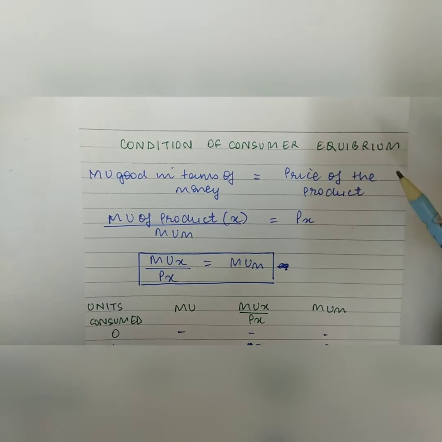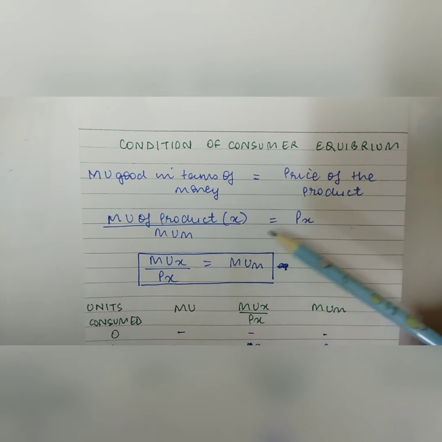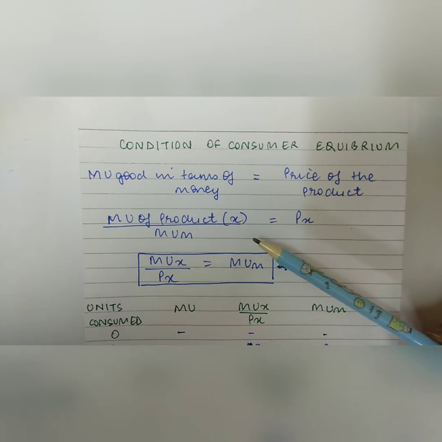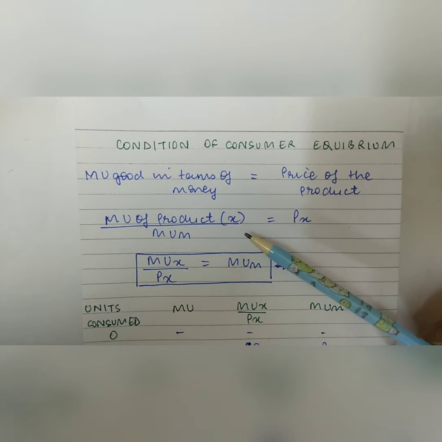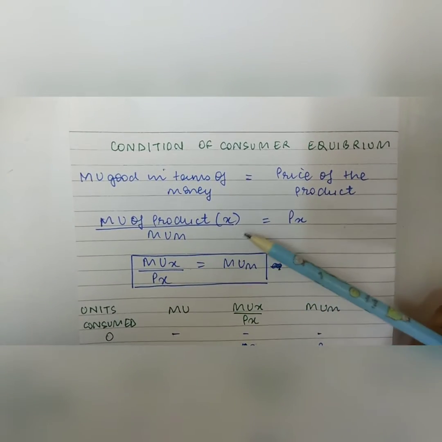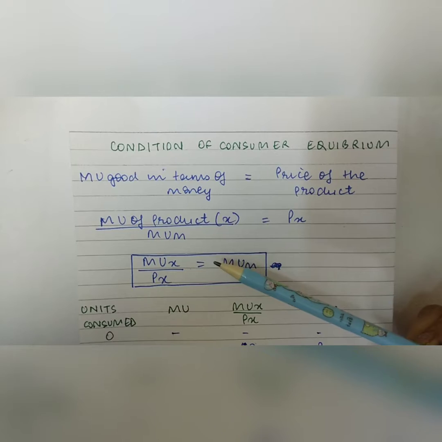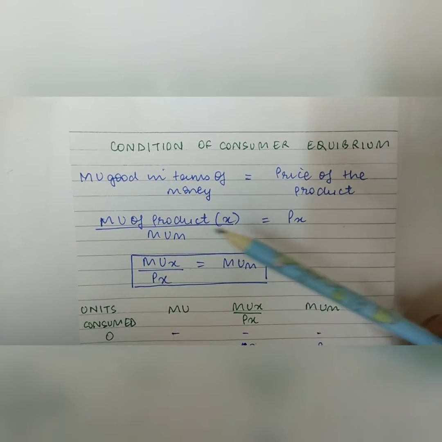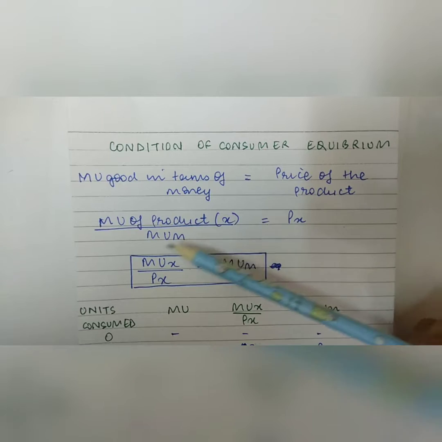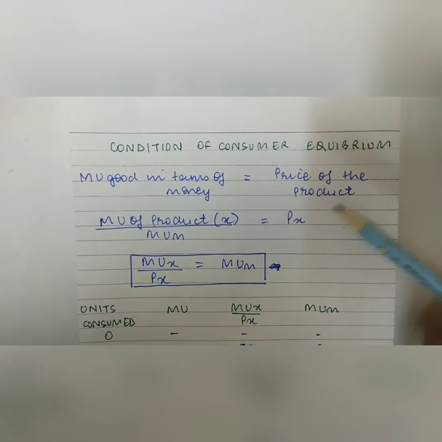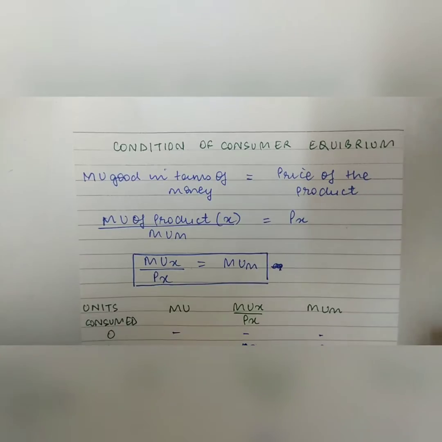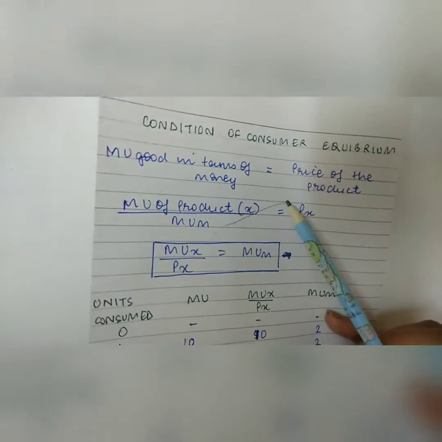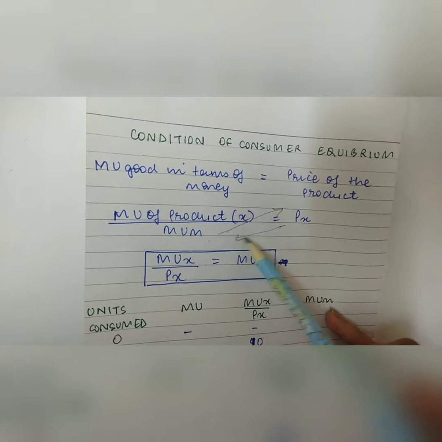So the condition of consumer equilibrium that we looked at in the last lecture was that marginal utility of good in terms of money is equal to the price of the product. Now when you wanted to convert the marginal utility of product, say commodity X, in terms of money, you use this formula to convert it, that is the marginal utility of product divided by marginal utility of money. And according to consumer equilibrium, marginal utility of the product divided by marginal utility of money is equal to the price of the commodity. Now when you rearrange it, that is you move MUM here and you move PX here.